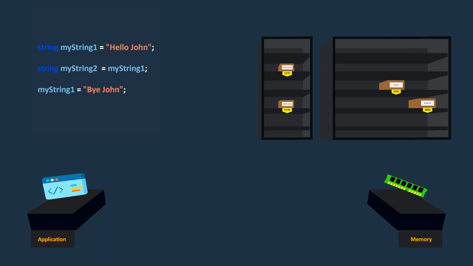In simple terms, when we say a string is immutable, it means its value cannot be changed in any way after it has been assigned. We hope the concept of string immutability makes sense now.